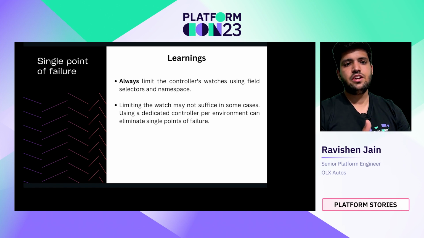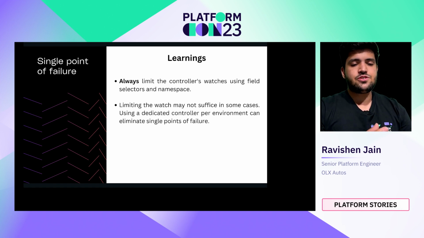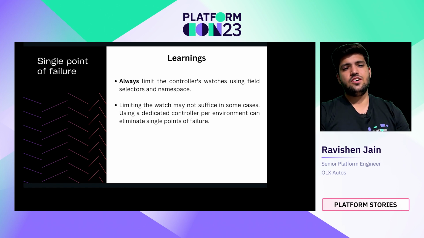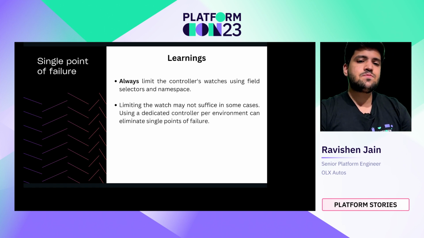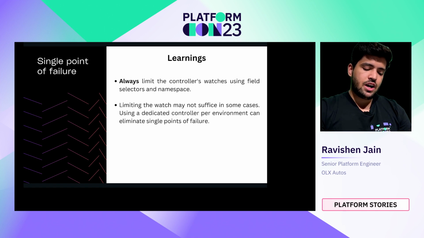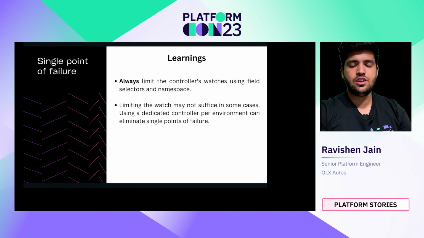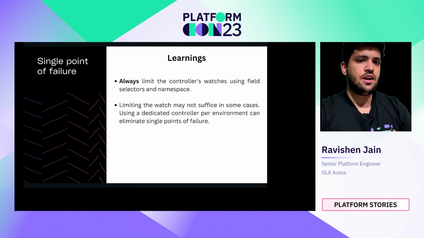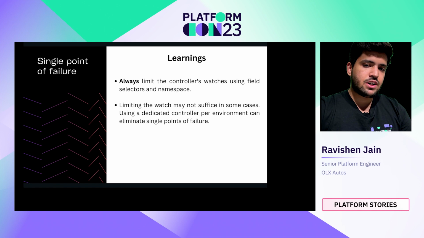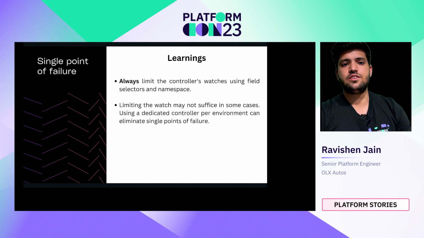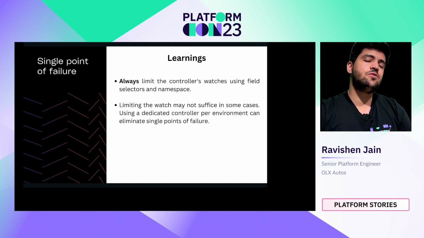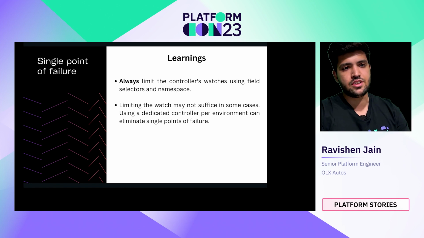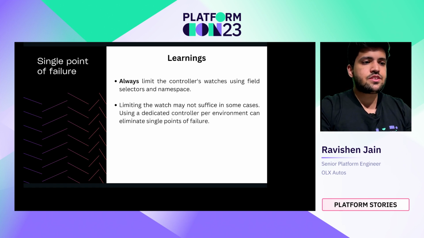This would be useful in cases in which you have a very critical workload, such as your API gateway or nginx controller. In those scenarios, we have found that spinning up a controller for that particular environment would limit the scope of the single point of failure. If we have a controller on a per environment basis, then even if for some reason the controller is impacted, it won't affect the other environments in the cluster. So yeah, these were some of the learnings.